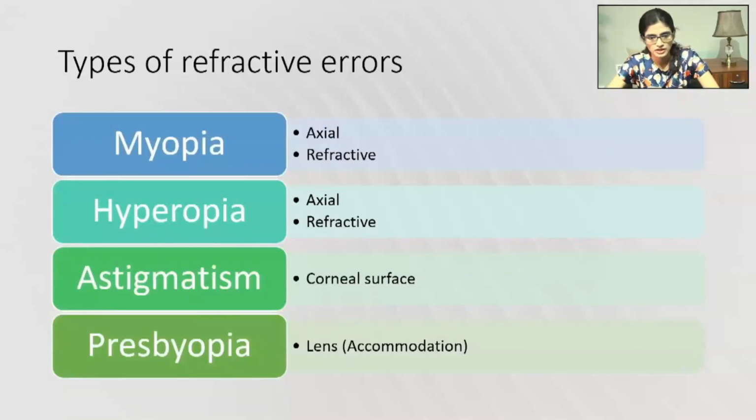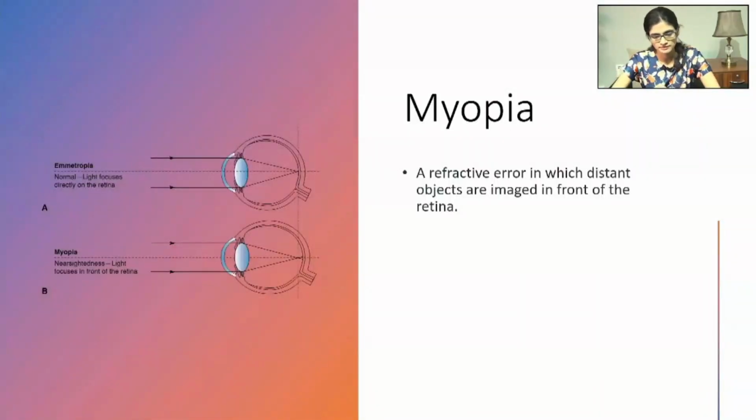According to the problem, you can classify them as myopia, hypermetropia, astigmatism or presbyopia. Myopia and hypermetropia could be axial or refractive. Astigmatism is commonly due to a problem with the corneal shape. We will discuss that later. And presbyopia, like we said, is a problem with accommodation.